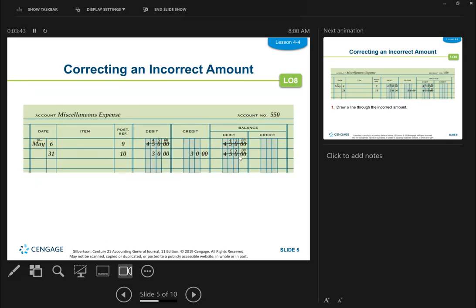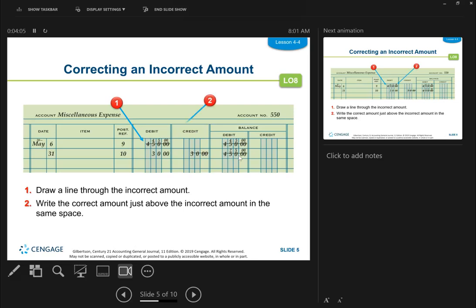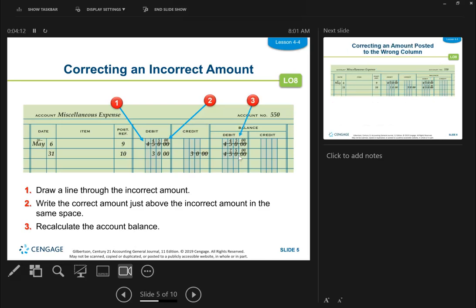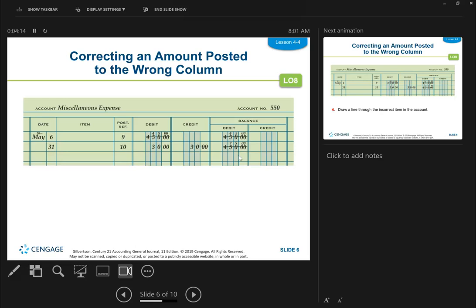So what do we do if the error in our ledger is that we wrote down the wrong number instead of putting it in the wrong spot? Here we wrote down the wrong number entirely. We wrote 450 instead of 45. So we draw a line through the incorrect amount. We write the correct amount just above it, and then we recalculate our account balances.